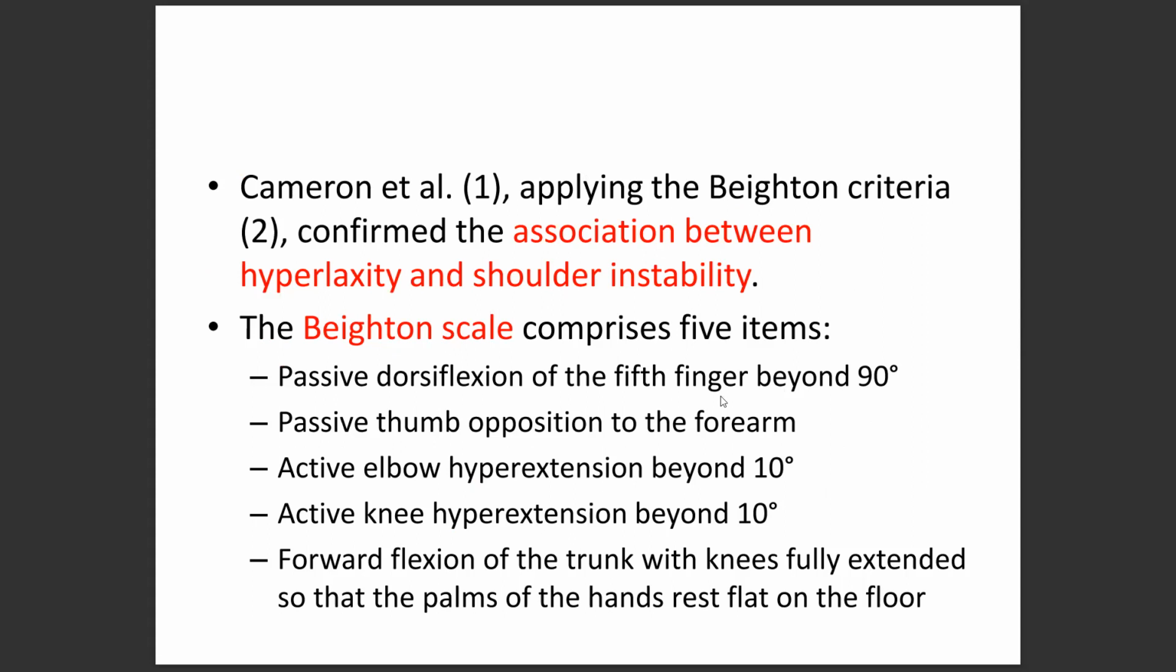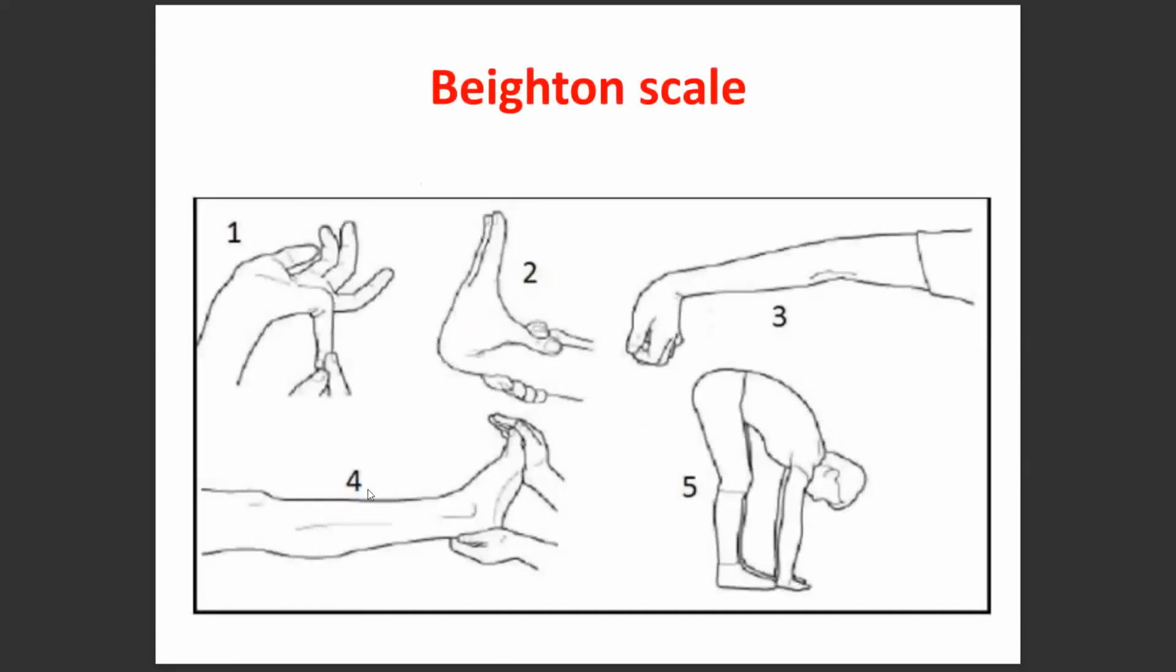of the finger beyond 90 degrees, which we also call the pinky, passive thumb opposition to the forearm, active elbow hyperextension beyond 10 degrees, active knee hyperextension beyond 10 degrees, and forward flexion of the trunk with knees fully extended so that the palms of the hands rest flat on the floor. These are those 5 points.